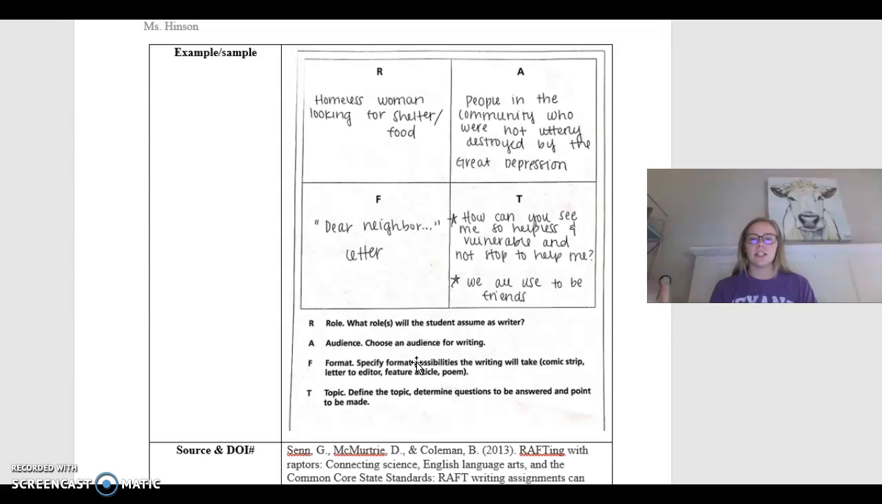I think that this is an awesome strategy to use with students, especially students who maybe need help figuring out what in the world they are going to write about and how they should be writing. I think this is a great way to break it all down.